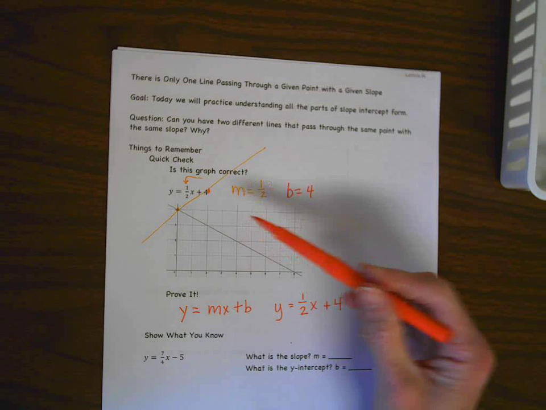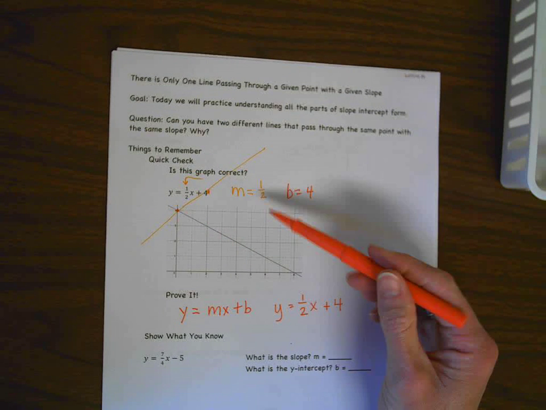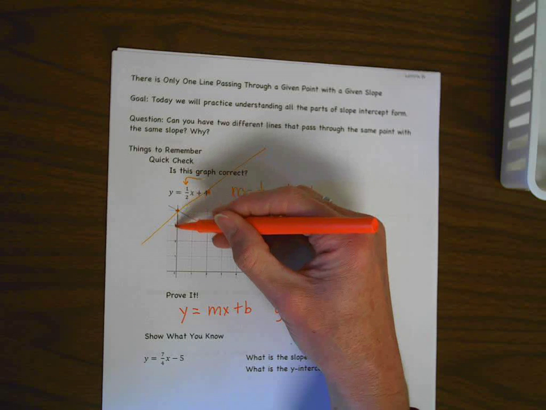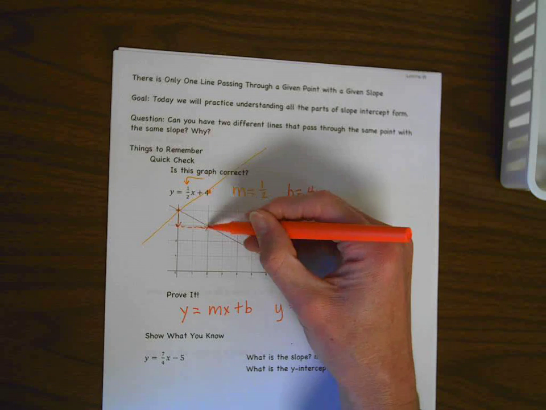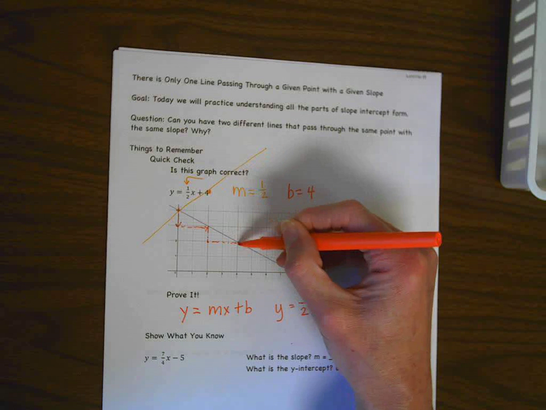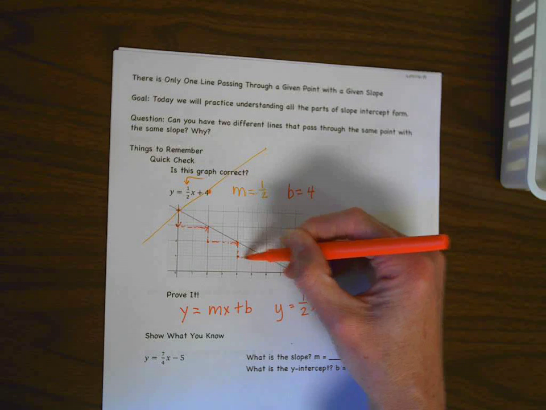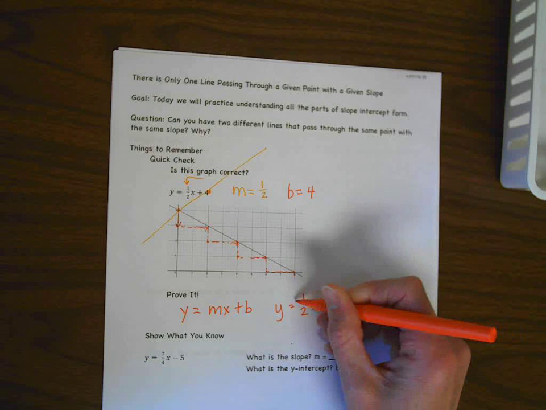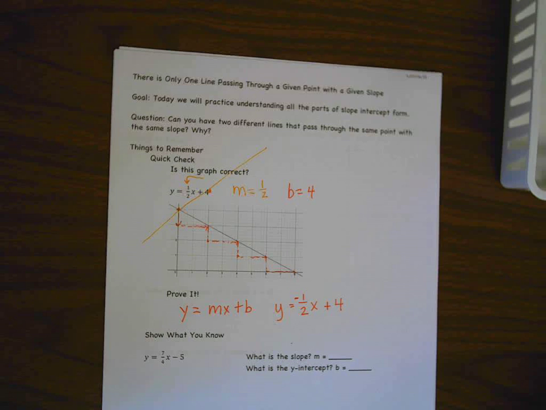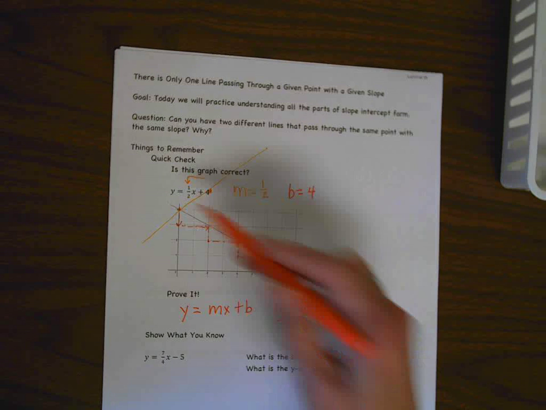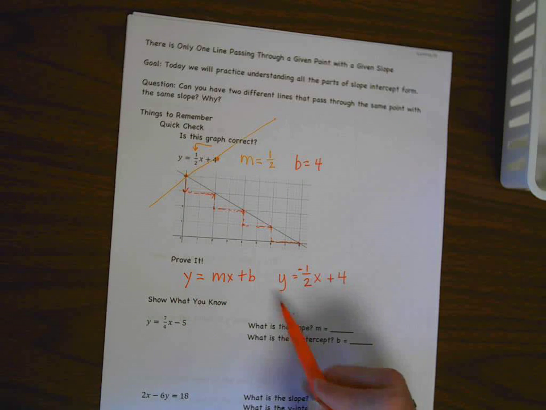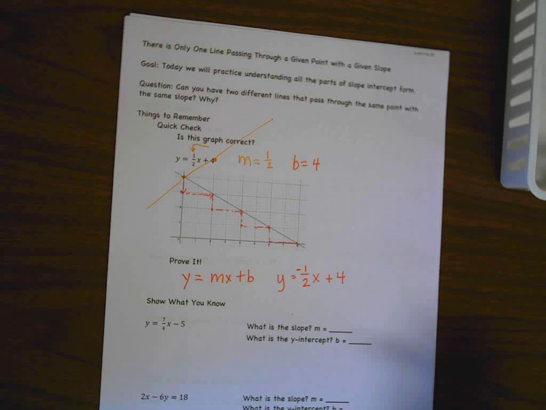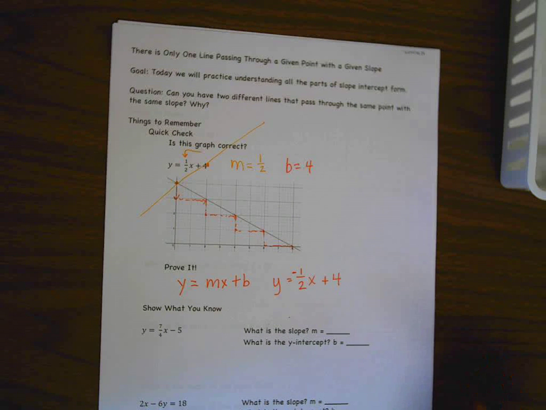But unfortunately, on this one, our slope is not going up 1 over 2. It's actually going down 1 over 2. So our slope is actually negative. So the equation for the line that was on the graph should be y equals negative 1/2 x plus 4. Okay? And I think we just proved it, didn't we?